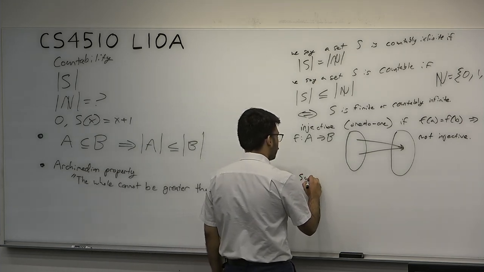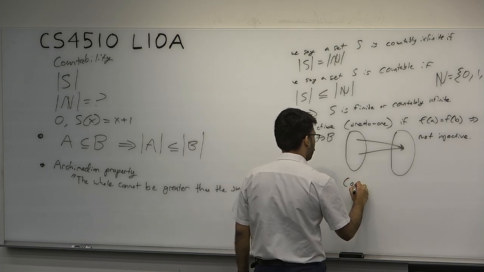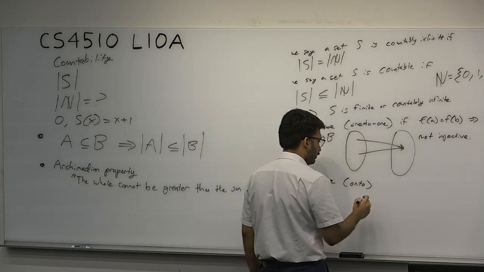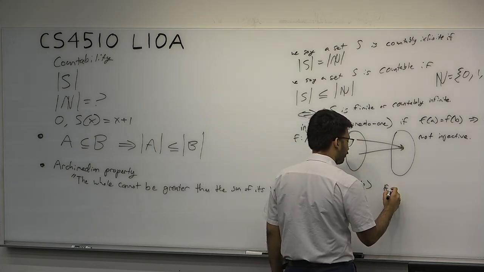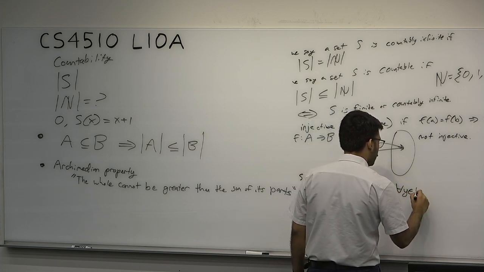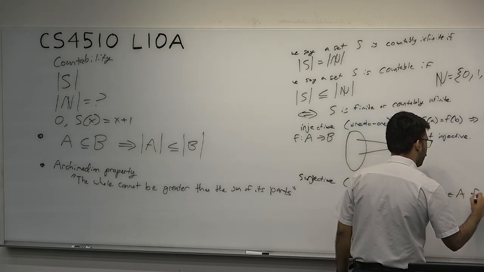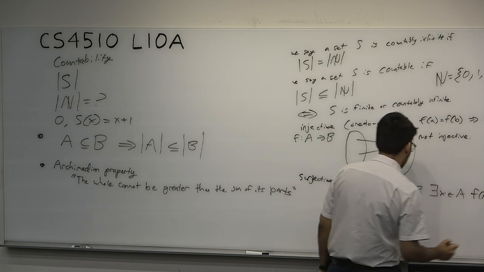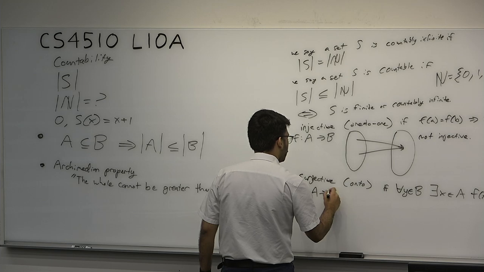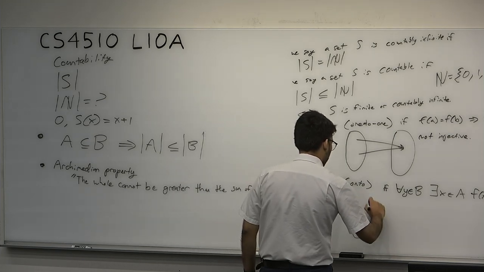A function is surjective, or onto. I don't know why this is called onto. I can understand why this is called one-to-one. I don't really know why this is called onto. Basically, if for all y in B, there exists an x in A such that f of x equals y. So again, f is going to go from A to B, right? It's easier for me to give an example of a function which is not surjective.